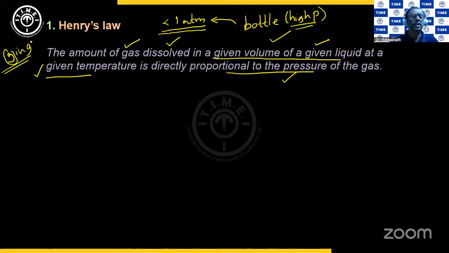The gas and gas mixture was first studied by Dalton. So Dalton's law was pertaining to what? A gas dissolved in a gas. Now this is what? Gas dissolved in a liquid. It's an extension of the Dalton's law. Now how can we express this? The concentration is proportional to the pressure.